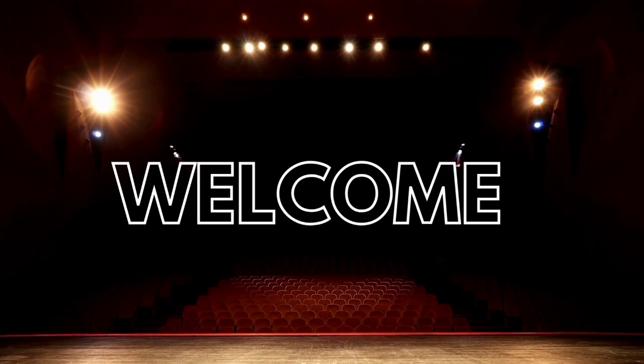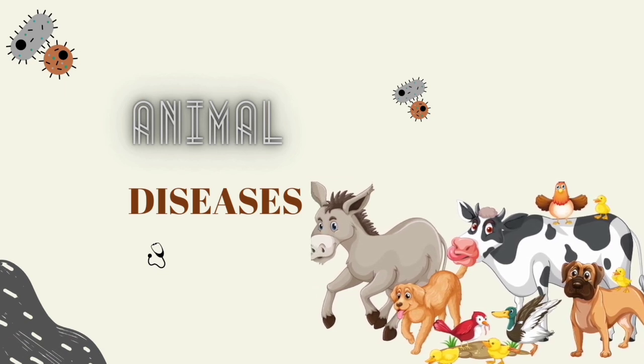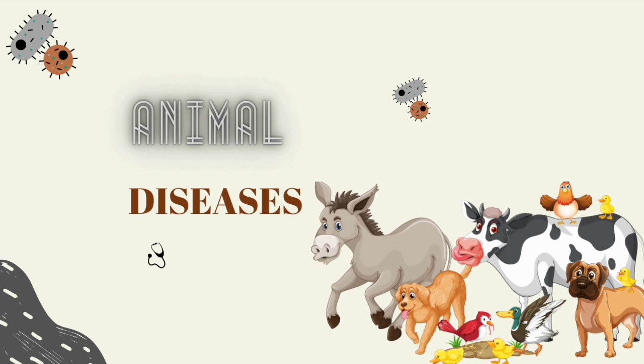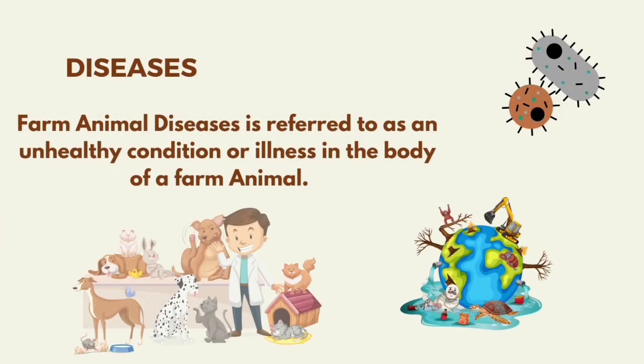Today we are going to be treating animal diseases, and under this topic we are going to be looking at the meaning of disease, types of disease, ways disease gets to farm animals, causes of farm animal disease, and ways to identify sick animals. A disease is referred to as an unhealthy condition in the body of farm animals. It is described as an abnormality that affects the health and well-being of farm animals.